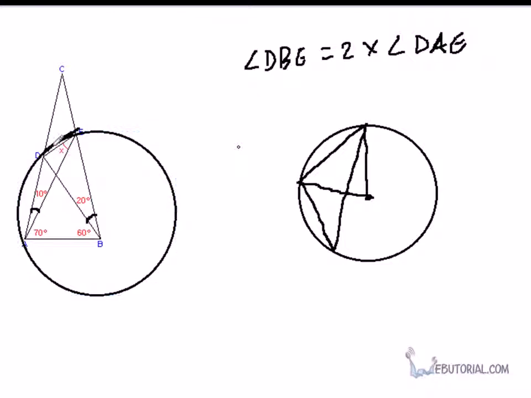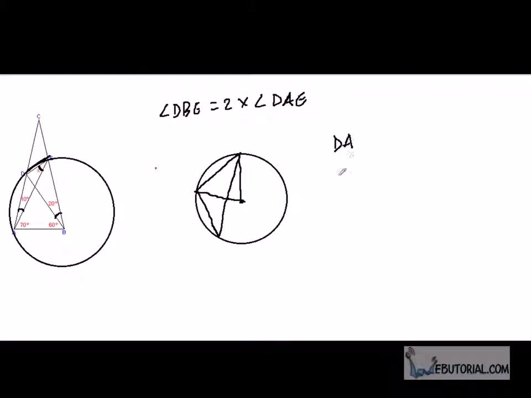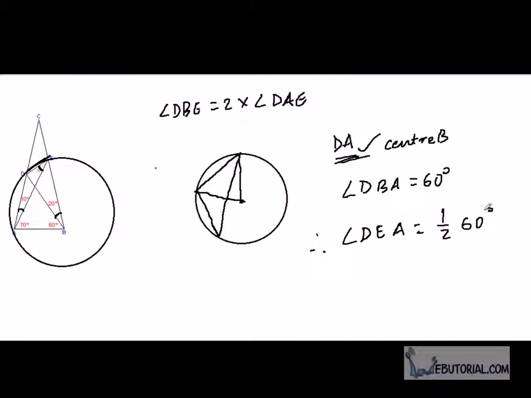So now we have to find this angle x. Now angle x is present on the chord DA. Take a look if DA subtends anything at the center B, and what we found is that angle DBA is 60 degrees on the same chord DA. Therefore, angle DEA will be half of 60 degrees, which is 30 degrees. So this is the solution.